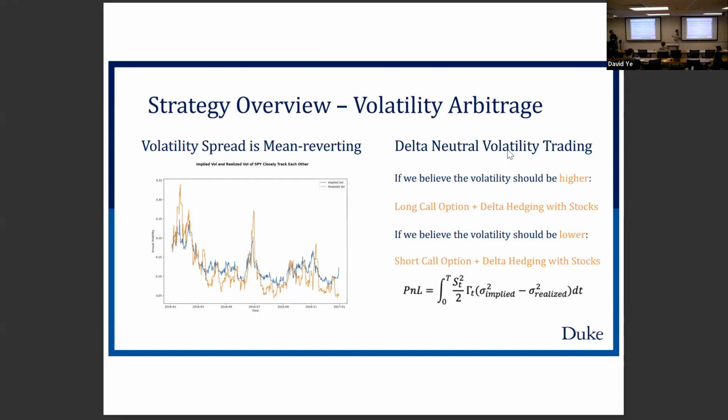Since we are trading volatility, we need to be delta neutral. Our strategy is that if we believe the volatility should be higher, we long the option and do delta hedging with the stocks. If we believe the volatility should be lower, we do the opposite. By doing so, we can potentially benefit from the differences between the implied and the actual volatility.